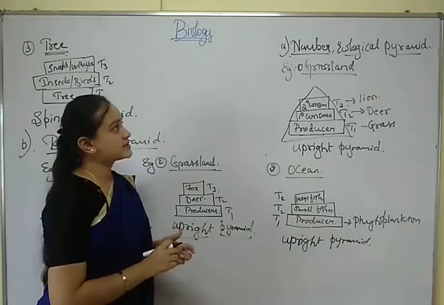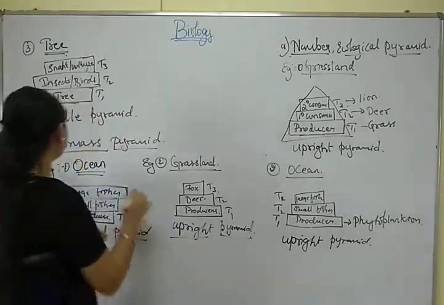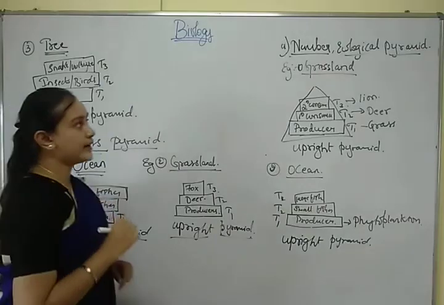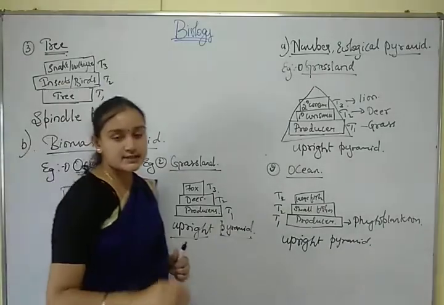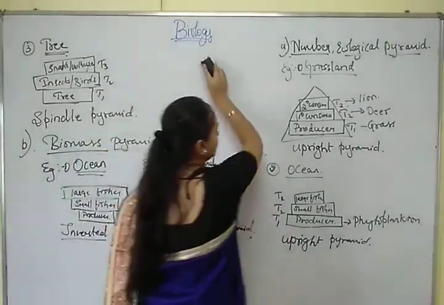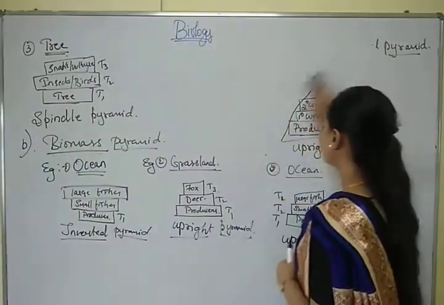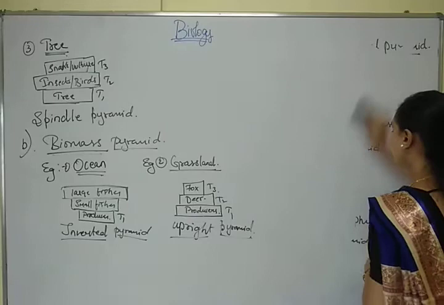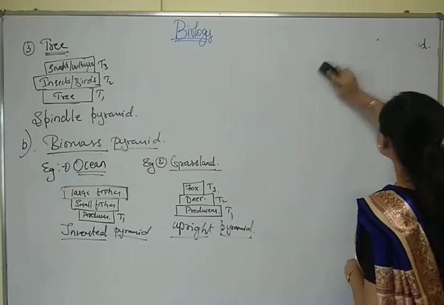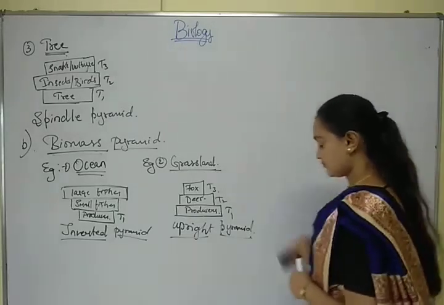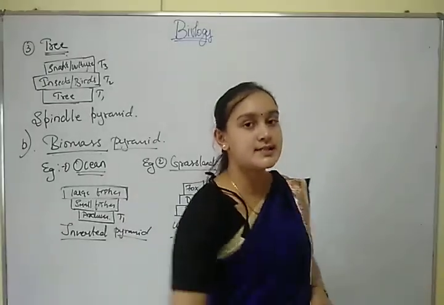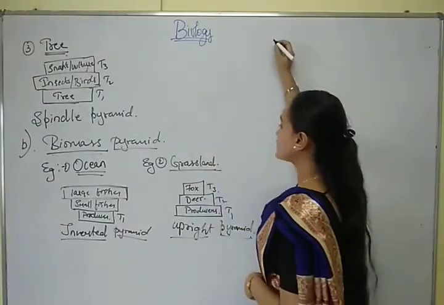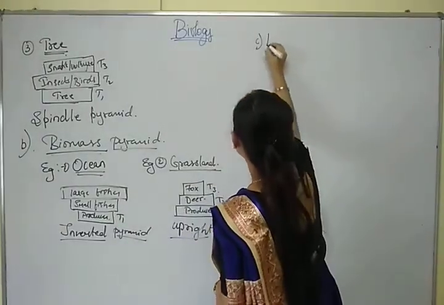So now we have discussed the number pyramid. Next, the second one is biomass. Now the third one we shall see is energy. The energy pyramid, on the basis of energy.